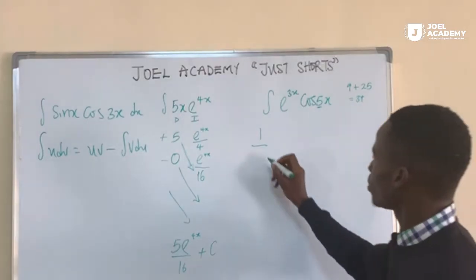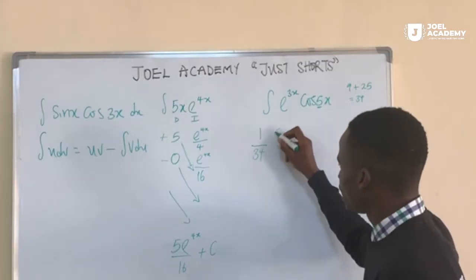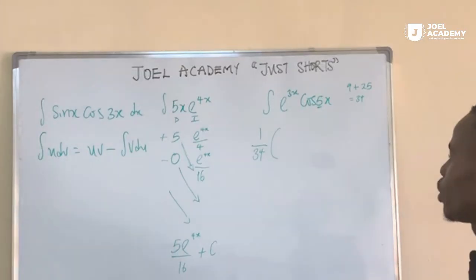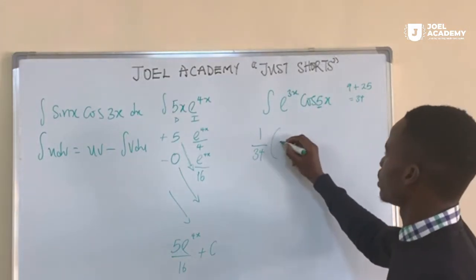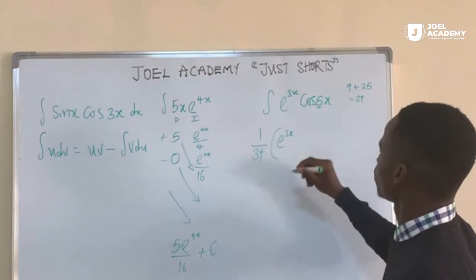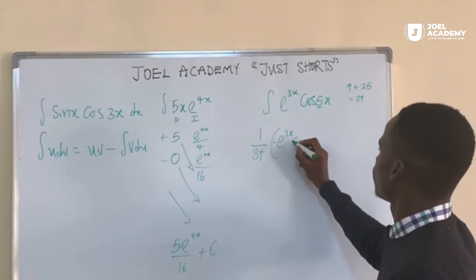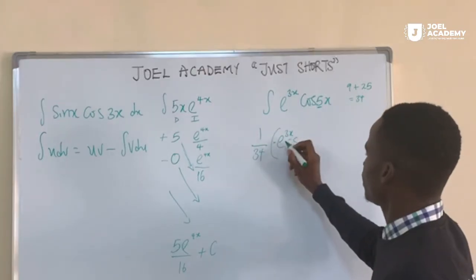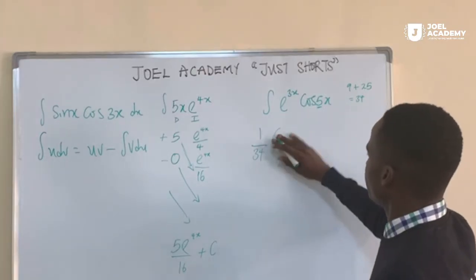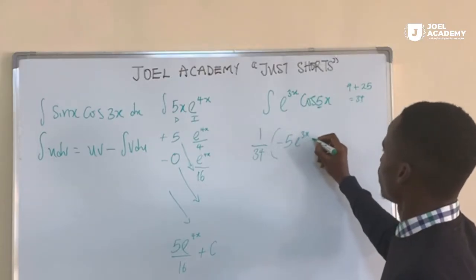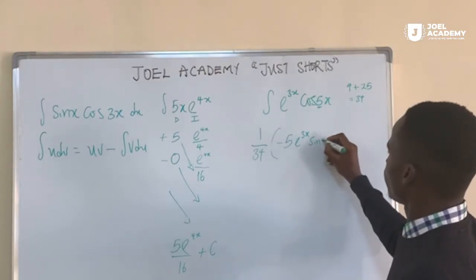34. So we're having 1 over 34 here in bracket. So what do we put in this bracket? Keep this constant, keep exponential. Keep it constant. Differentiate this. We have what? Minus 5, right? So let's write it together. We're having minus 5 exponential 3x sine 5x.